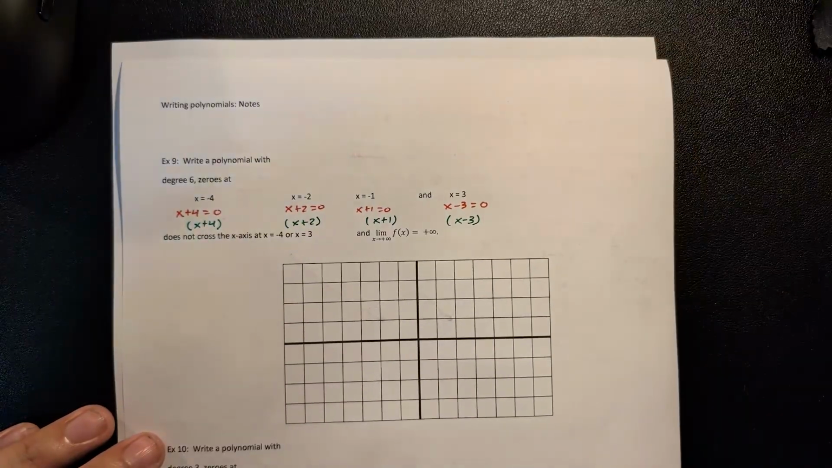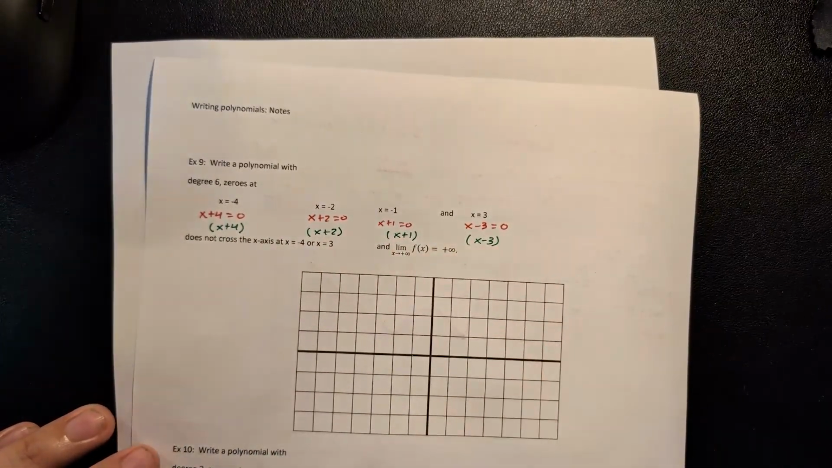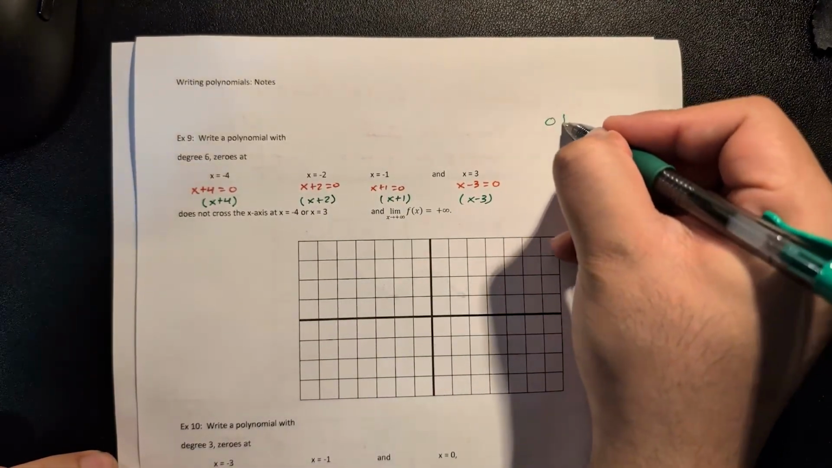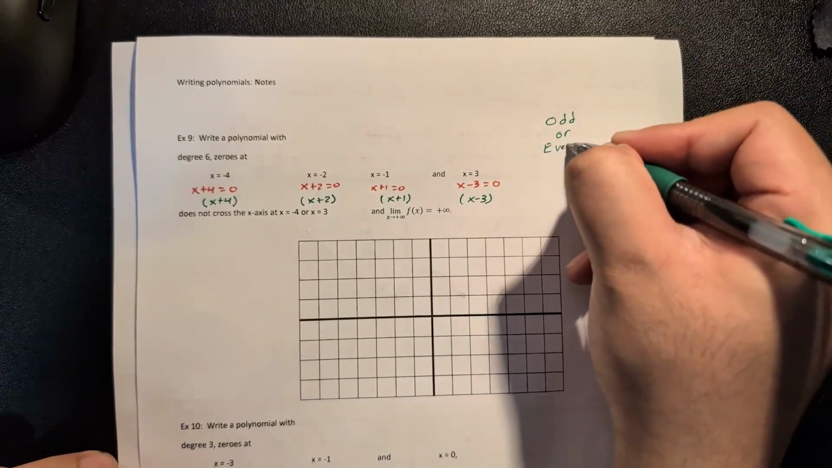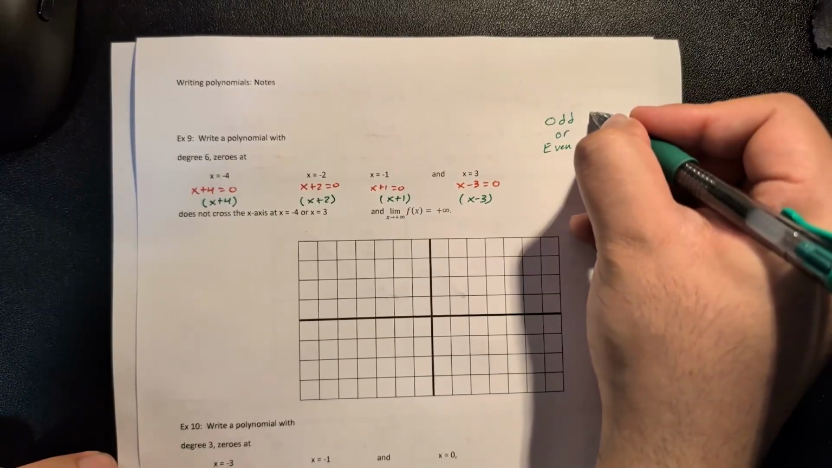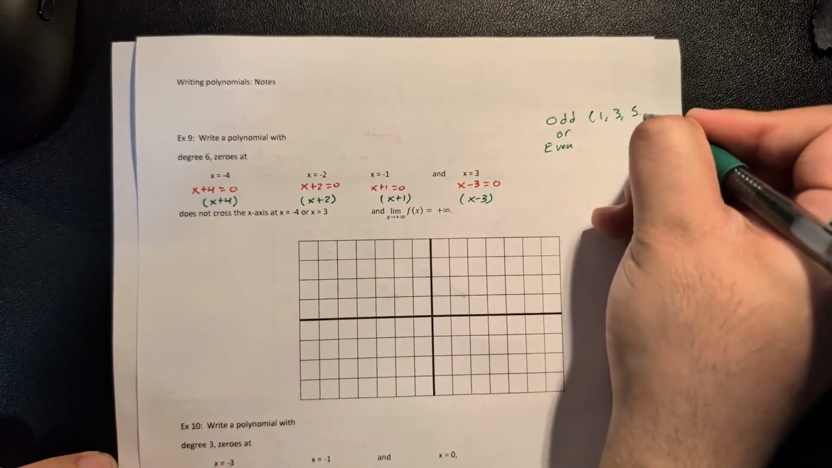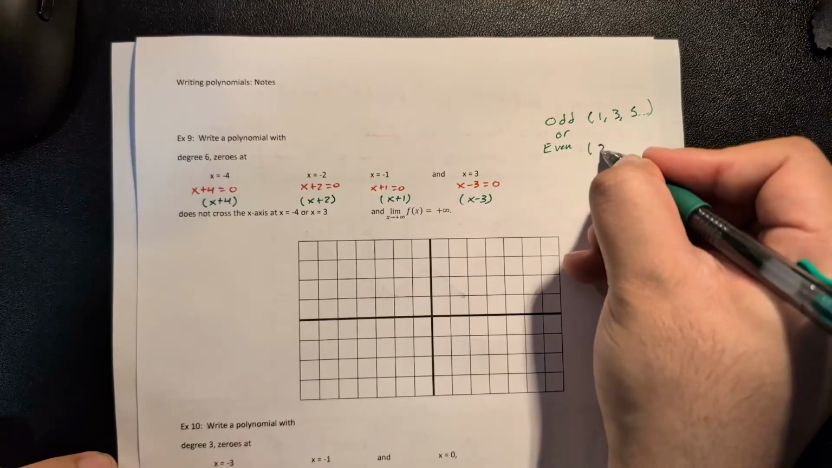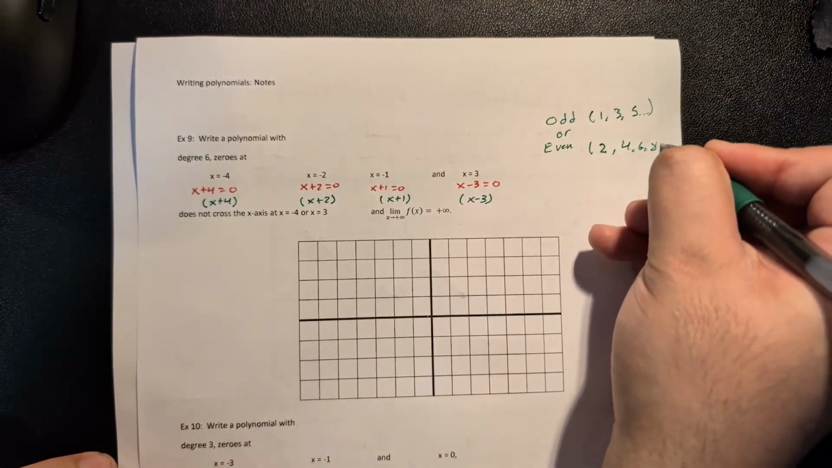Okay, so we have our factors here, but we still have to figure out our exponents. What kind of exponents? Remember, we could have either an odd exponent or an even exponent. So remember, odd is numbers like 1, 3, 5, etc., and even is 2, 4, 6, 8, etc.